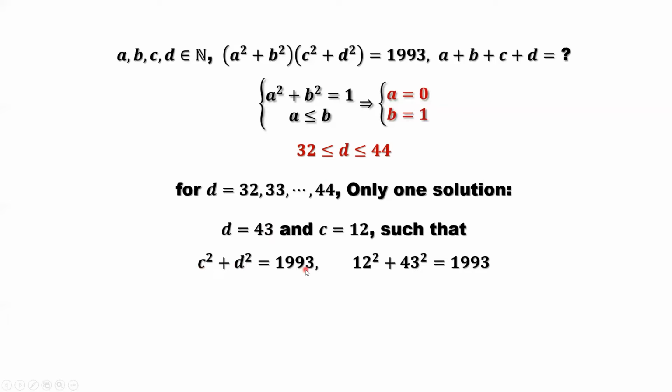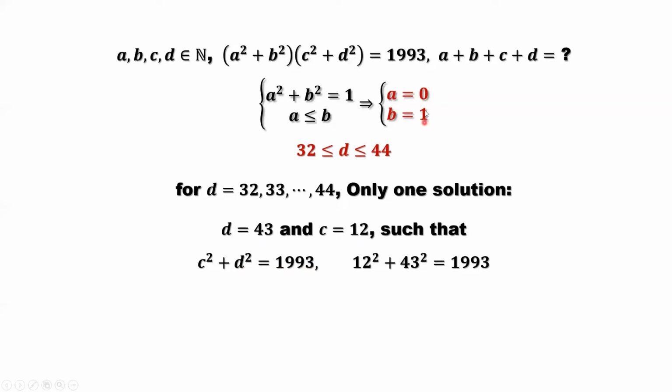How to solve this? You have to go one by one. It's time consuming. I cannot find a shortcut to do this. You have to check. If you check from the big one to the small one, you're lucky. The second one, you will find the answer. Then you have to check if this is the only solution. So here, we find this is the only solution. d equals 43, c equals 12. c squared plus d squared equals 1993. We find c and d.